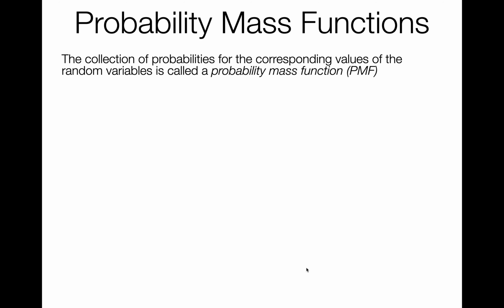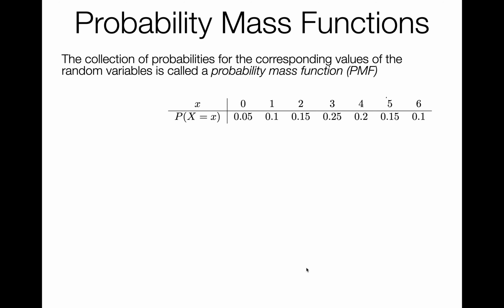The collection of probabilities for the corresponding values of the random variable is called the probability mass function, or PMF. Probability mass function, or PMF. For example, this was our probability distribution table that we were working with in the last problem. The PMF part of this distribution is the second row. The probability that X equals x here is the probability mass function.